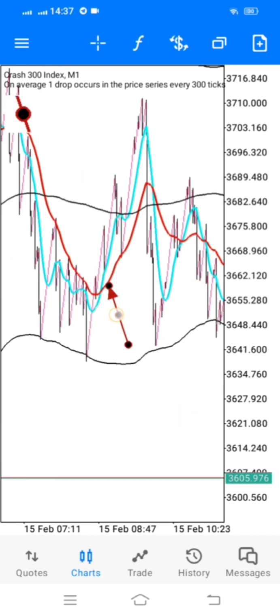We have a crossover over here. The blue crossed above the red. Your 5 candles close. Hold take profit and take profit was reached.